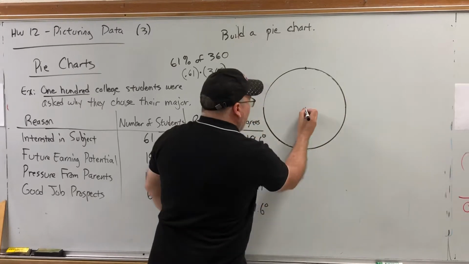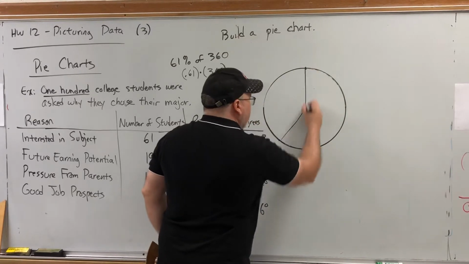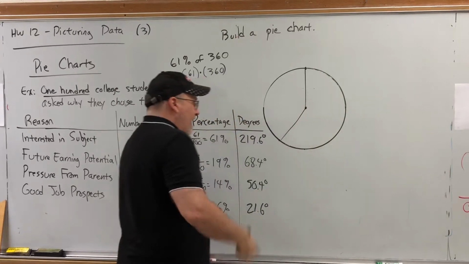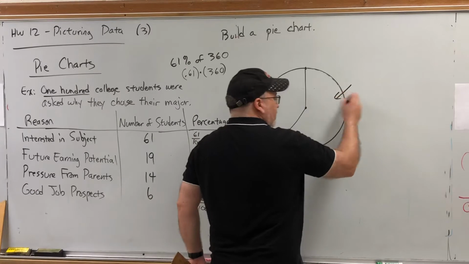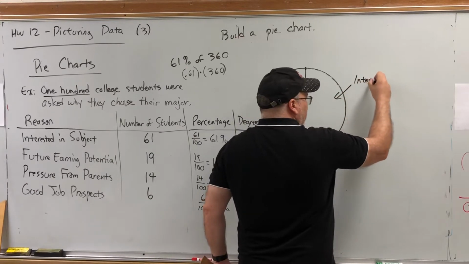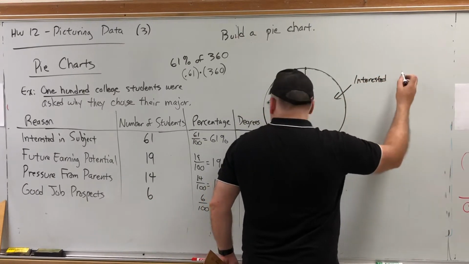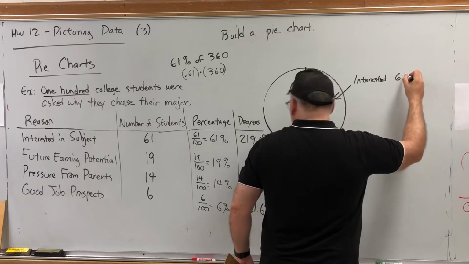So you would measure off 219.6 degrees, and that would represent interested. So I'll just put an arrow here and write the word interested, and say that it was 61%.